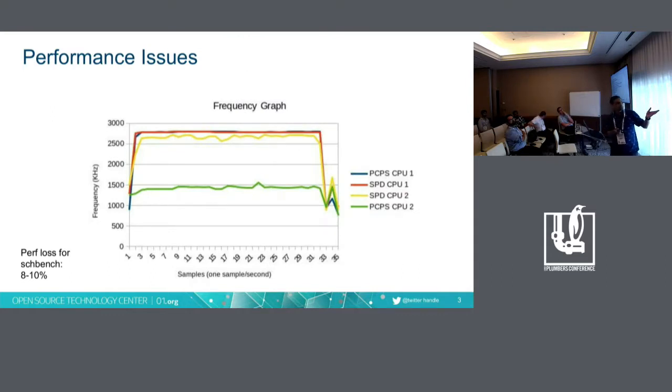You can simply reproduce this with a schedbench type workload with the sleep option. PCPS means the new style, per core P state, and SPD means we don't have per core P state. In the per core P case, CPU 2 previously was running at much higher frequency because the other core was running high, so it also got a boost from others. But when you run per core P state, you don't get that boost. It's good for power obviously, but you lose some performance. It's not all workloads, only very isolated ones, but we still need to solve this.